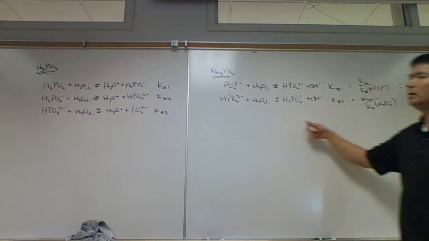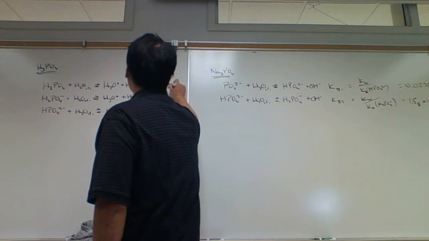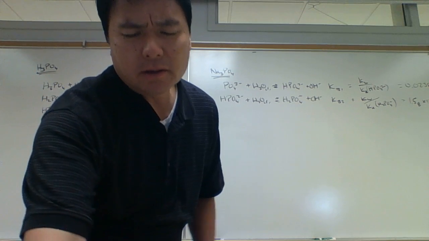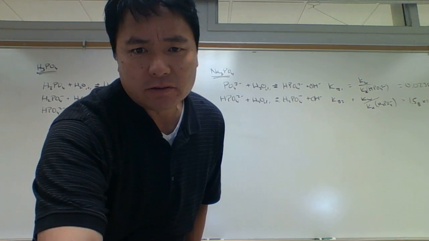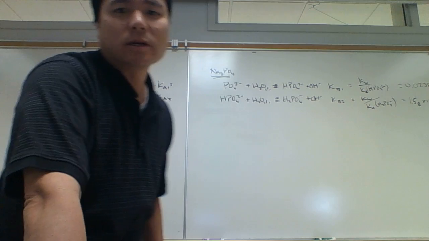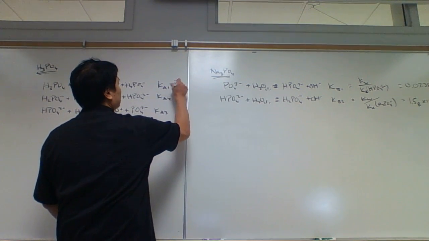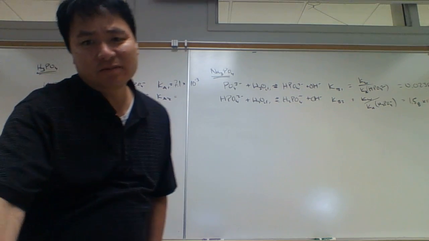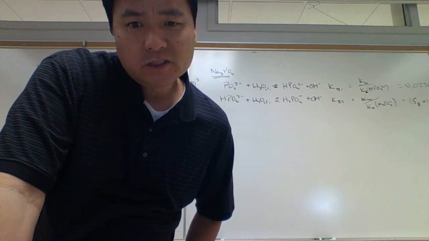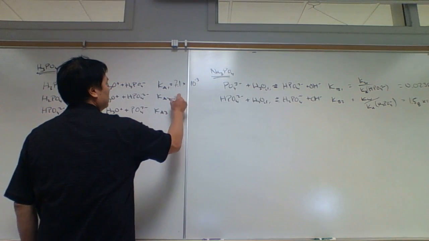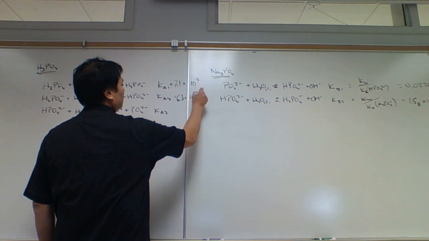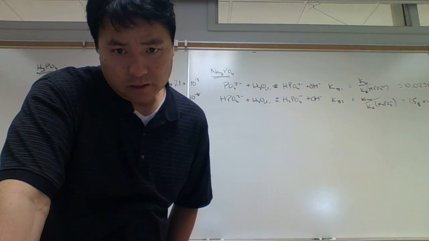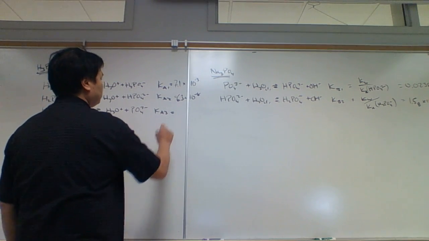Okay, how do these relate? Well, the Kas are totally different. The Ka1 for phosphoric acid, we had it written down earlier, let me just get that for you here: 7.1 times 10 to the minus 3. The Ka2 for phosphoric acid, 6.3 times 10 to the minus 8. And the Ka3 is 4.2 times 10 to the minus 13.